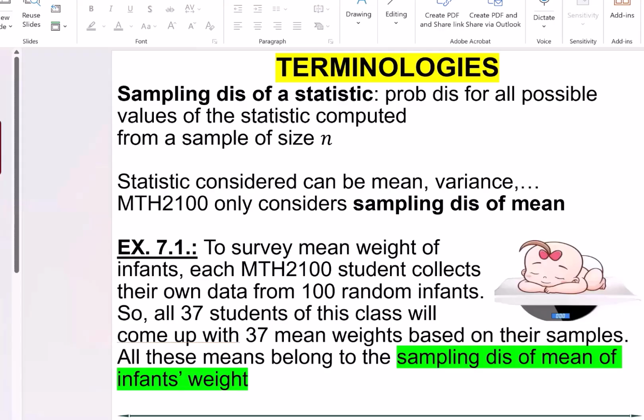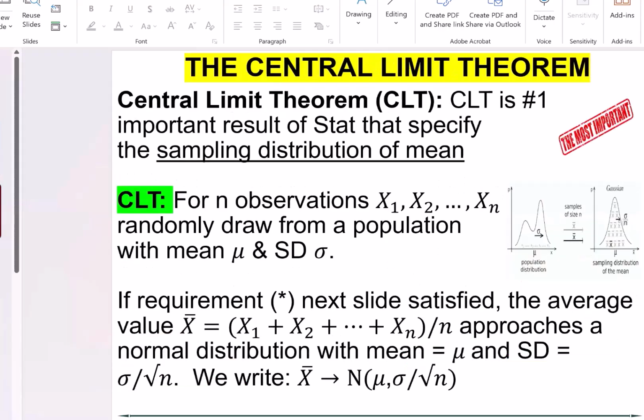In the second slide, we talk about the central limit theorem. It's the most important result of statistics. It specifies how the sample mean is distributed. So let's look at the central limit theorem here. It says what it says here.